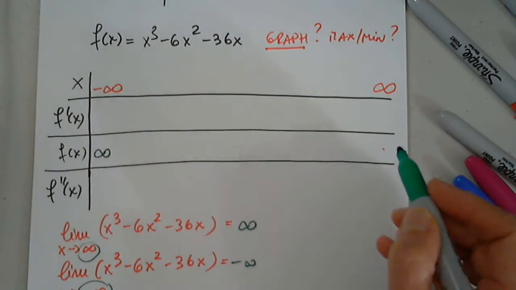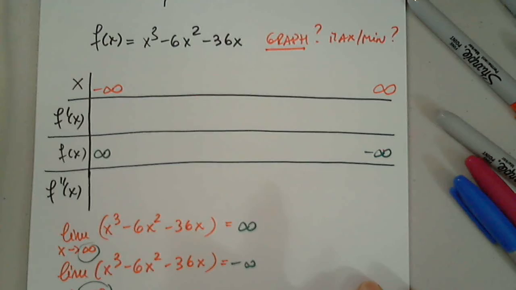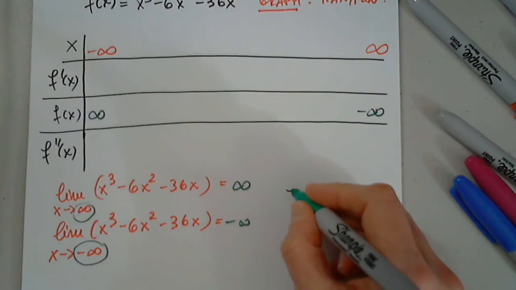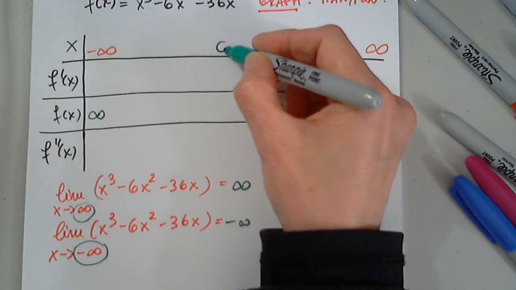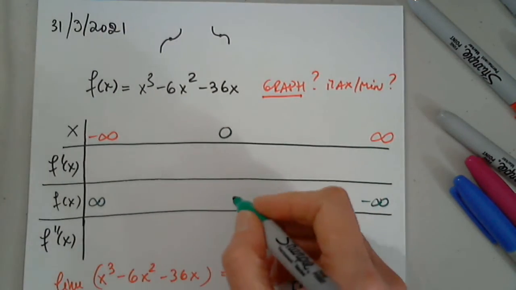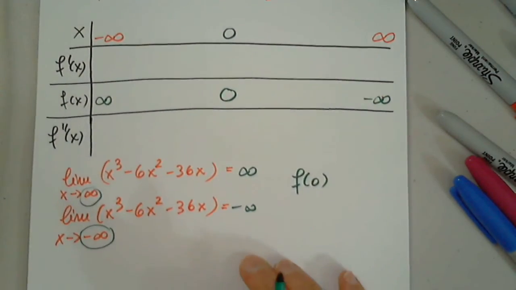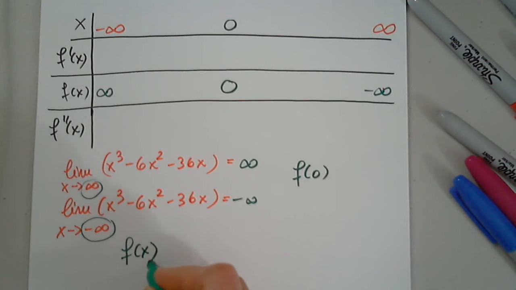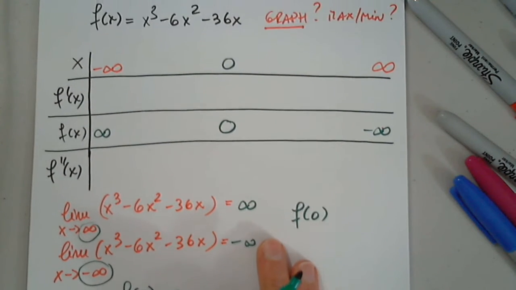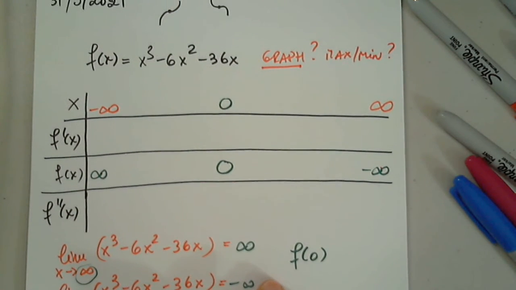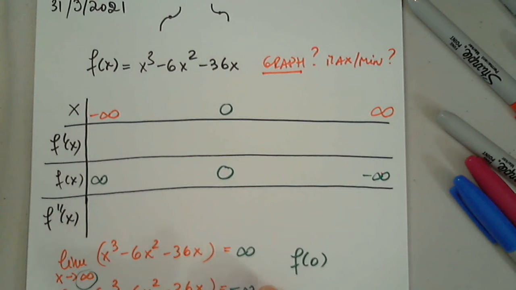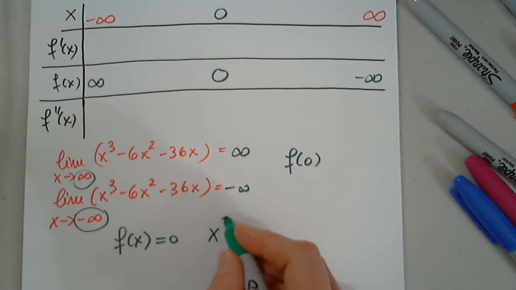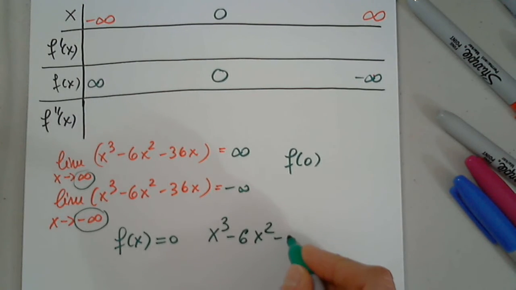So then this is infinity and this is negative infinity. Perfect. Then I have to find f of 0, because 0 has to be in the table. And 0, 0, 0, done. Then I have to try to find the x-intercepts. And I see that the degree is, which means how many solutions do I need to look for? 3. Very good.